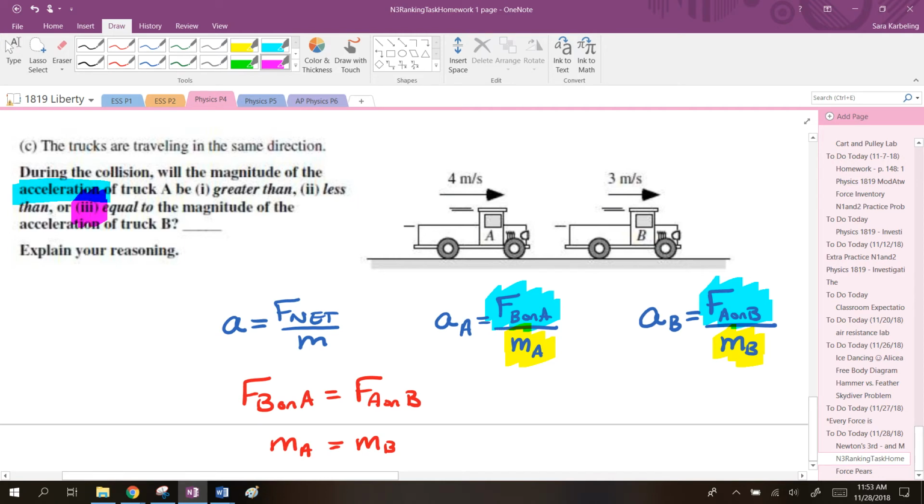Equal. Now, if the cars have different masses, like you might see on Friday or something like that, then you would have to figure out, if vehicle A has more mass, which one's going to have a bigger acceleration? Does that make sense? Bigger mass, smaller acceleration. Smaller mass, bigger acceleration. You okay? Sweet. All right. Yay for us.